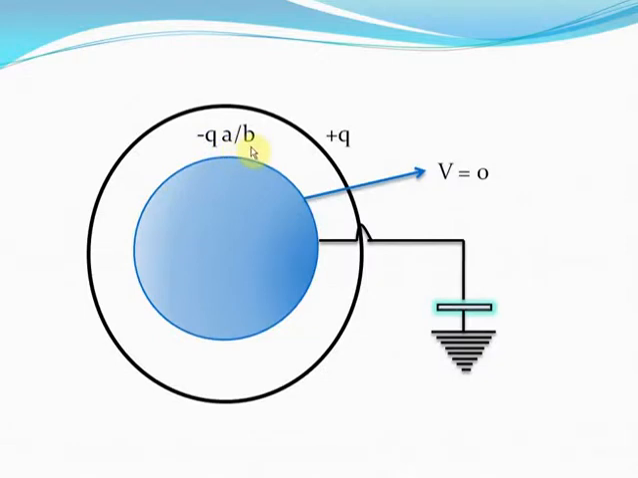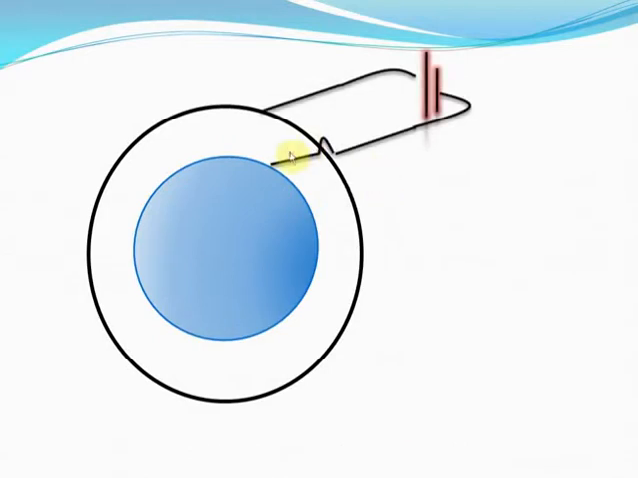If you don't remember it, you can obviously go back and watch that portion of the video again. It's there in the last chapter. The essence of what I'm saying is that when you earth the middle shell in a spherical capacitor, the inner shell gets a charge minus QA by B. However, when you actually connect the spherical capacitor to a battery, the charge that the spherical capacitor gets is plus Q and minus Q.